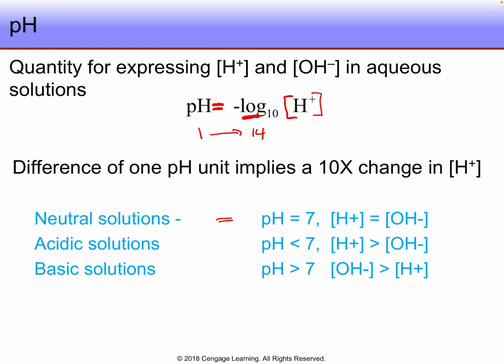Also it's worth pointing out that this is a logarithmic scale. So that means if you change the pH by 1 unit, there's actually a 10-fold increase or decrease in the concentration of H+. Solutions that are acidic have a pH below 7, and they have a higher concentration of H+ versus OH-. Basic solutions have a pH greater than 7, and their concentration of hydroxide is greater than the concentration of H+.